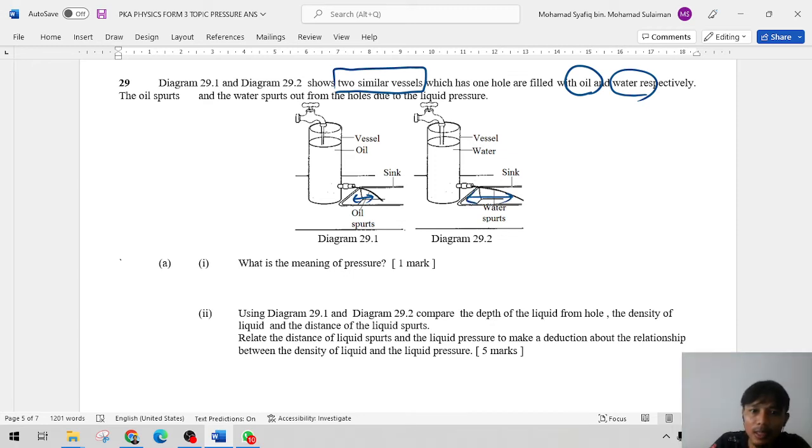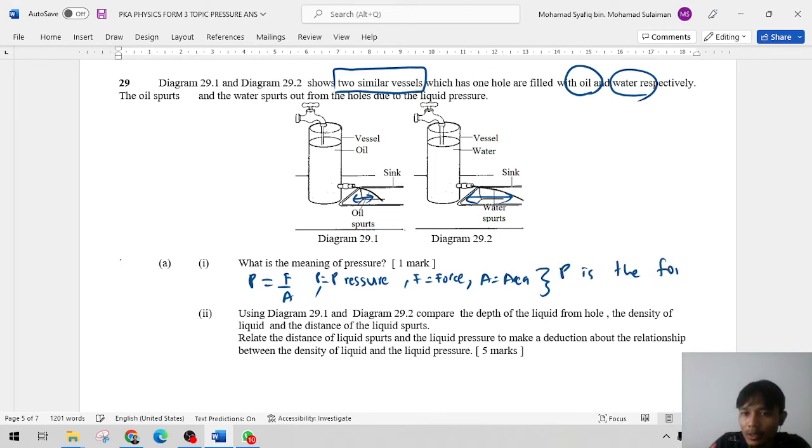So what is the meaning of pressure? It comes from the equation P is equal to F over A. So P is pressure, this is how you answer this question. P is pressure, F is force, you have to write all of this. A is area. Okay, so the sentence is: pressure is the force over unit area.